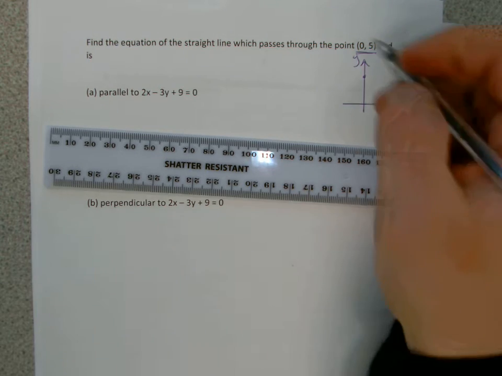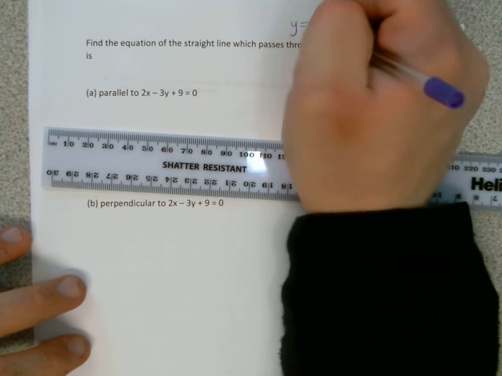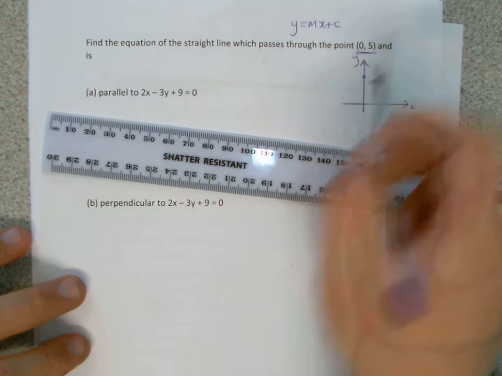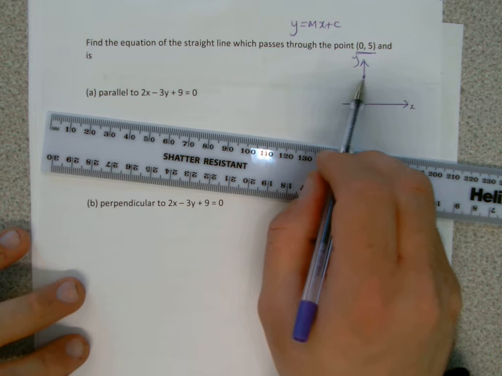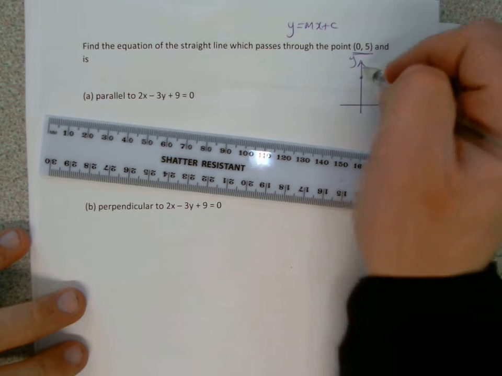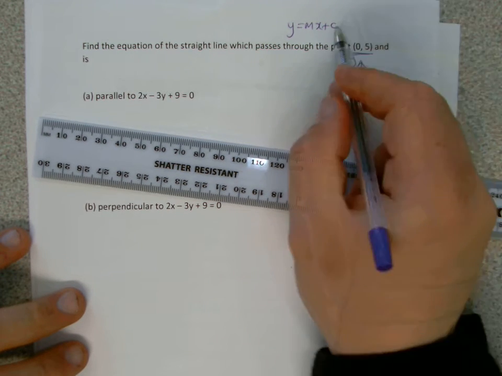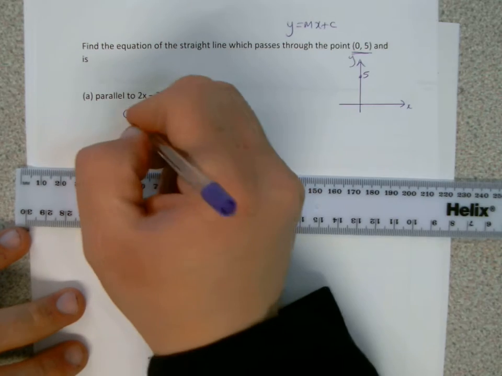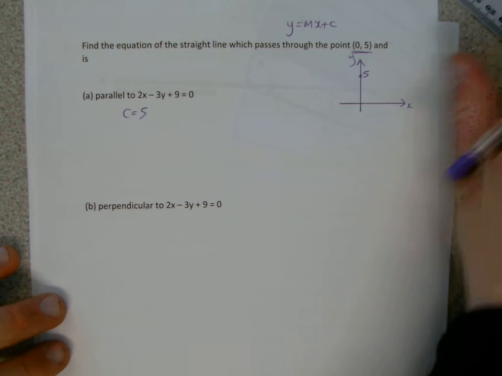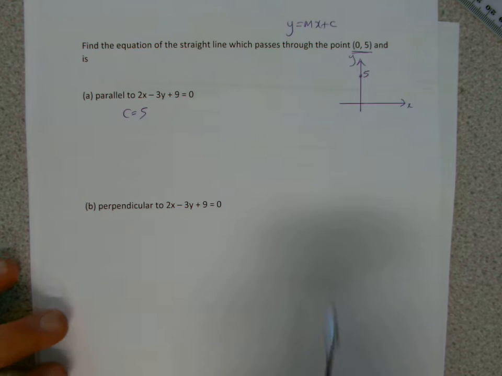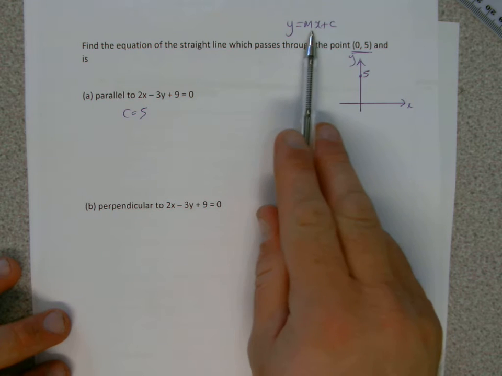And if you remember with y equals mx plus c, the c is the y-intercept. So in other words, c is equal to 5 in this case. Now, what we need to do then is work out the gradient, because we've got the c value, we need the m value, which is the gradient.